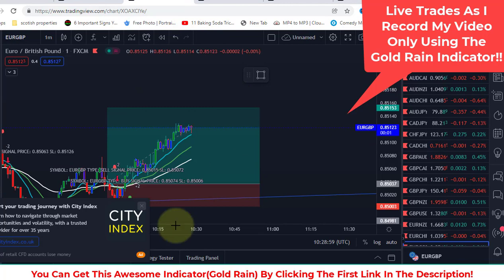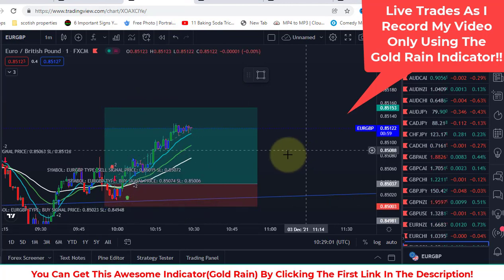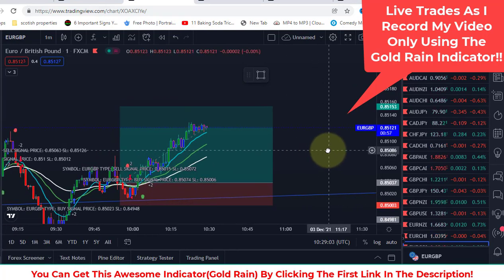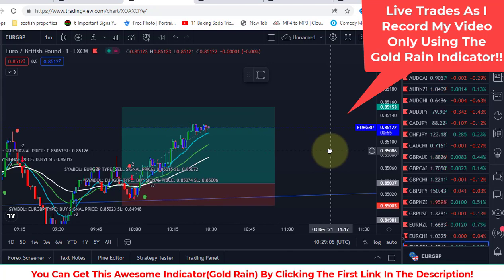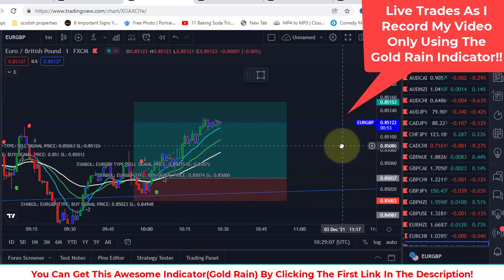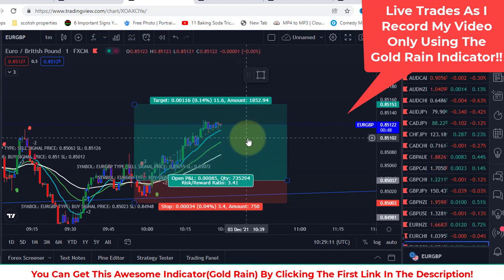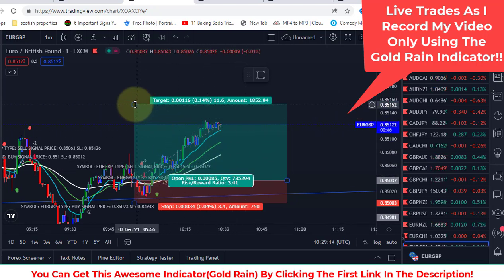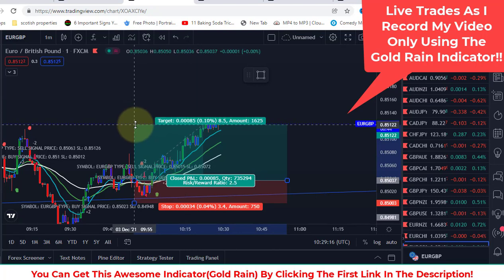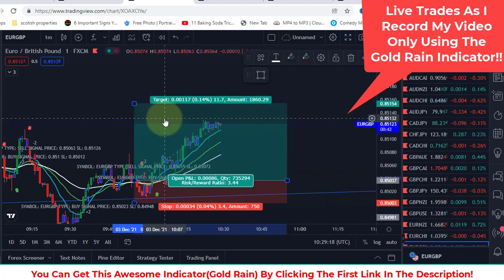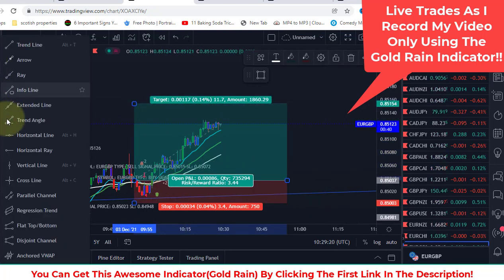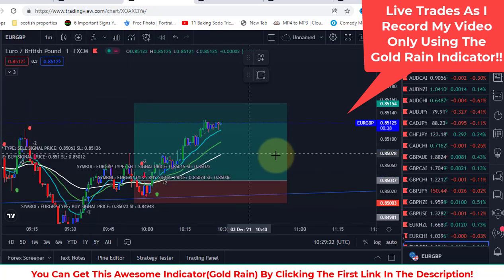And EUR/GBP, look, guys, I'm making this video this long because I want to show you the power of this indicator. So we entered minutes ago, and now it's in profit for how many pips? 8 pips. And then you have to trail your stop loss. That's the way I trade, guys.